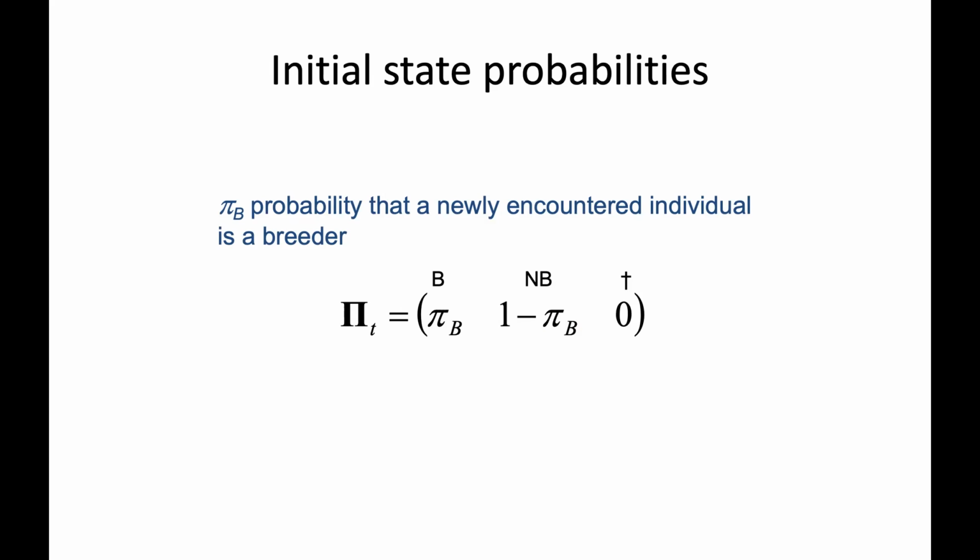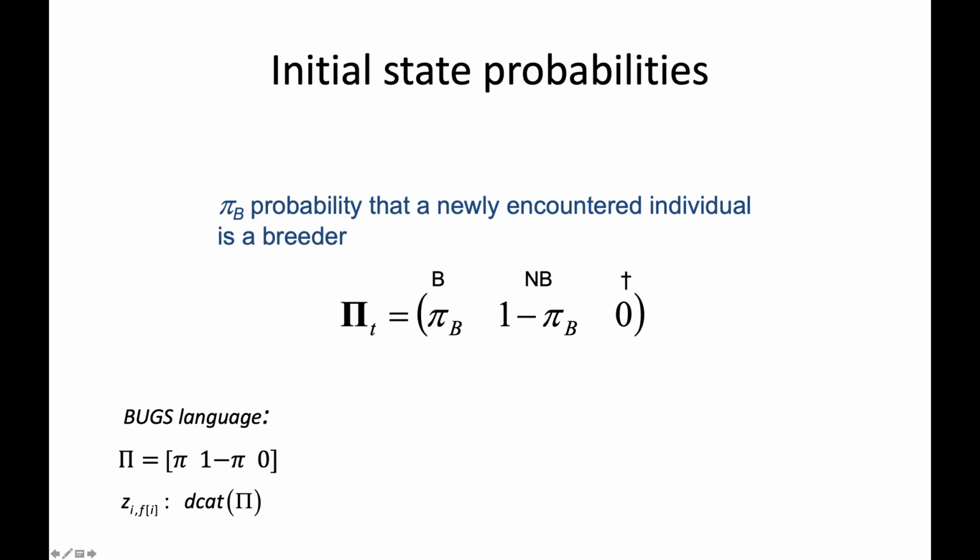And we write down the probability for each state at first encounter, breeding, non-breeding, and dead, and we put them in a vector of initial state probabilities. Okay, so at first encounter, either you are a breeder with probability pi b, or you are a non-breeder with probability 1 minus pi b, and you cannot be dead. Okay, because you are detected. It's just that we don't know where to put you.